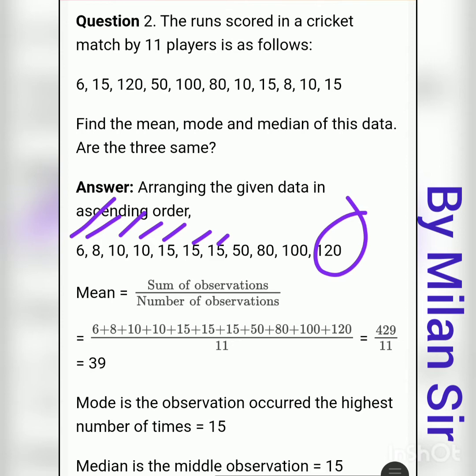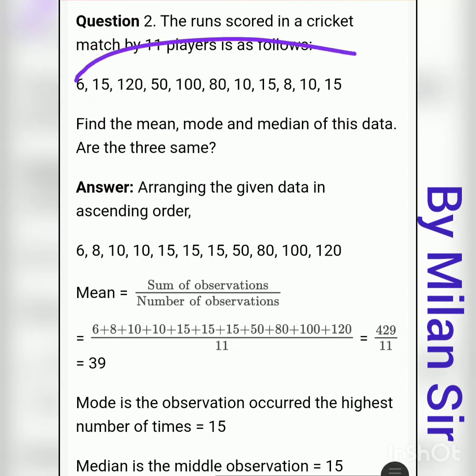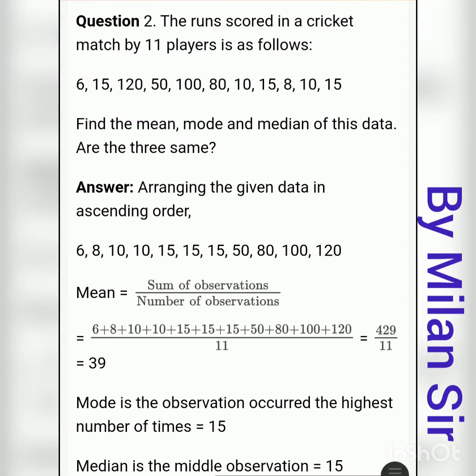It is ascending order. So first of all we need to arrange the data either in ascending order or in descending order. Here we are going with ascending order: 6, 8, 10, 10, 15, 15, 15, 50, 80, 100 and 120. Now here we need to find mean, median and mode.